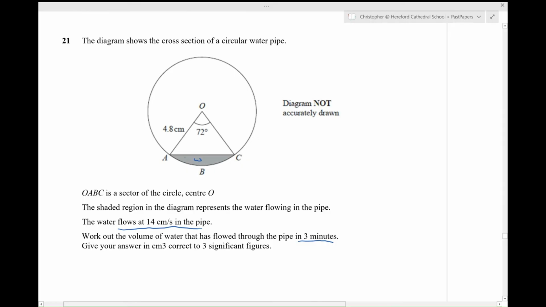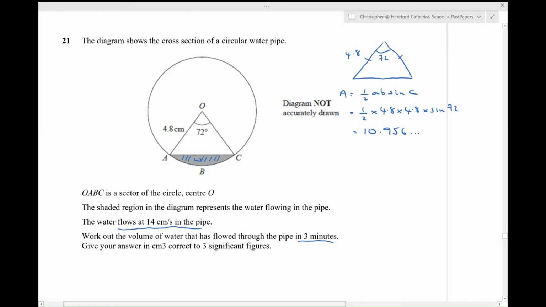Well, let's find this area here. To do that, I'm going to find the area of that triangle. Now that triangle is simply an isosceles triangle because both of those are radii, 4.8, and an angle of 72. So I can use my formula that the area of the triangle is a half ab sine C. So that's going to be a half times 4.8 times 4.8 times sine 72. So the area of my triangle is 10.956, and so on.